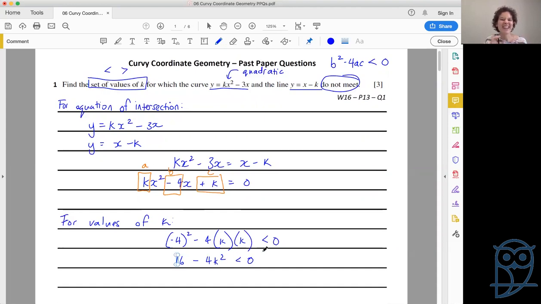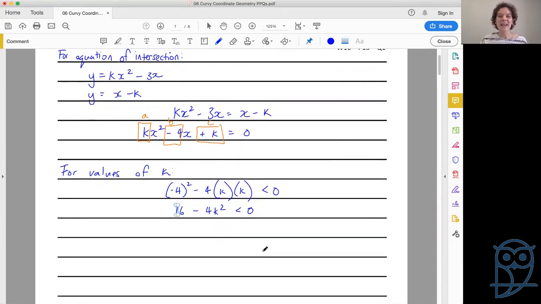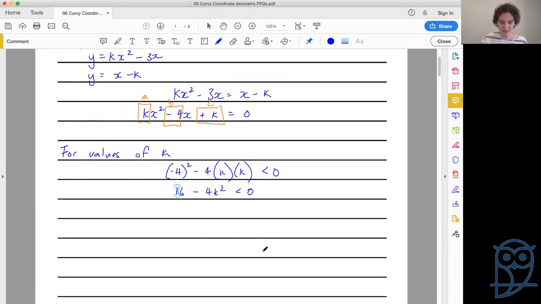Now we should have another set of bells ringing. Lovely question, don't you think, ladies and gentlemen? We have ended up with a quadratic inequality. So we can now say that 16 is less than 4k squared. We can say k squared is greater than 16 divided by 4, which is 4. And that's it. Now we have to think.